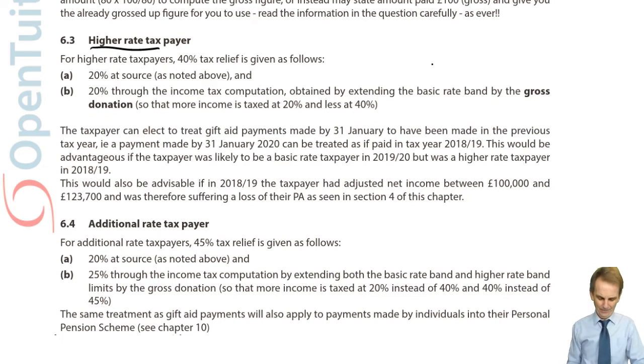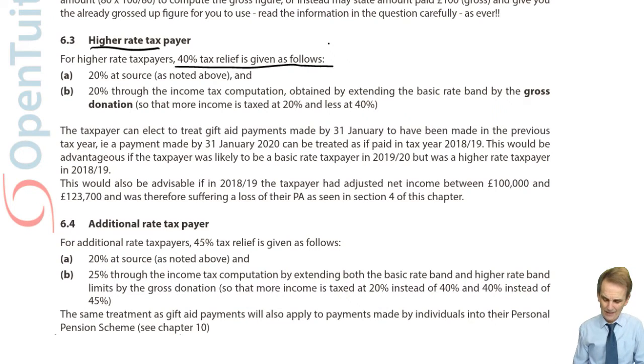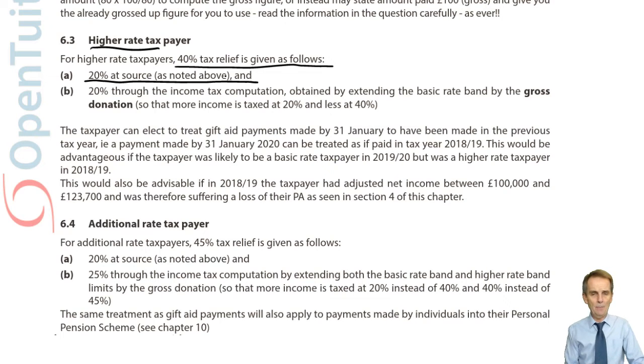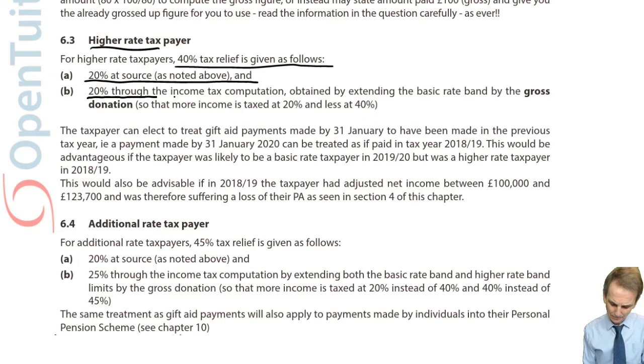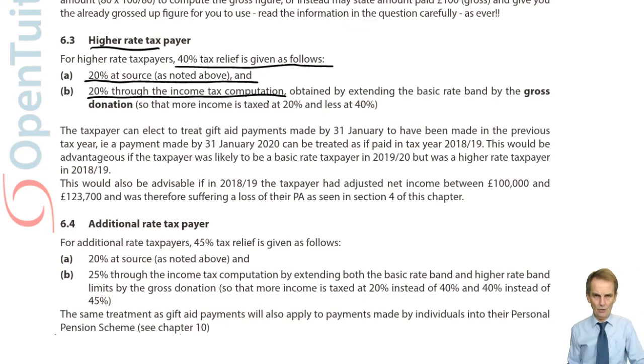Now, how is this done? For higher rate taxpayers, 40% tax relief, the higher rate, is given as follows. We've already got our basic rate relief, 20% at source. Again, I gave £80 to the charity, got £100. I've got the basic rate at source. But if I'm a higher rate taxpayer, then I do get and deserve higher rate relief because I've suffered 40% tax on my £100 of income, not just £20 basic rate. So what happens? The other 20% is through the income tax computation.